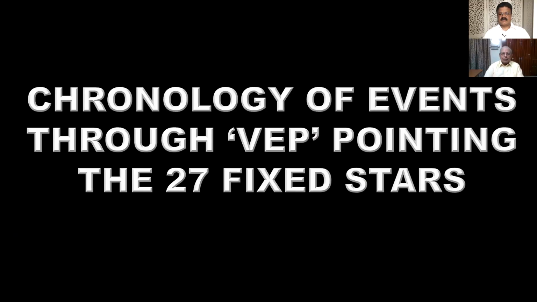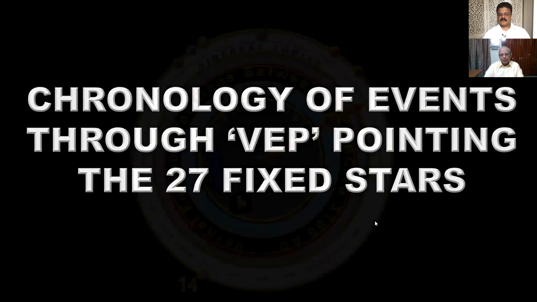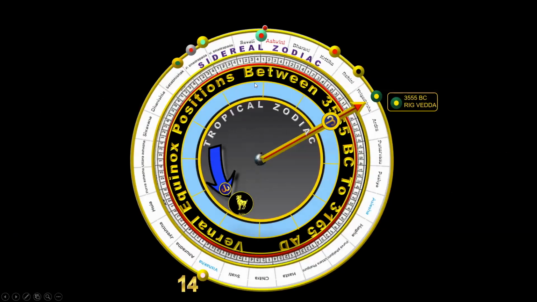So the chronology of events through the vernal equinoctial point, pointing to the 27 fixed stars. Here we have the sidereal zodiac, that is the white one, and we have the nakshatras in the form of 1, 2, 3, 4 padas for each nakshatra. And I have put in the pointer here, the vernal equinoctial pointer.